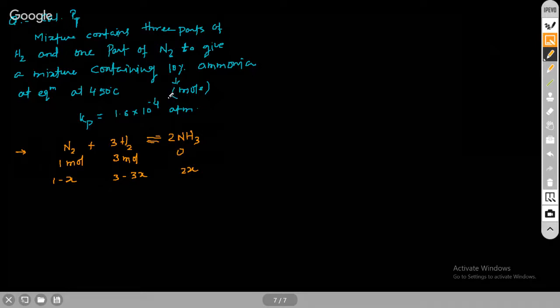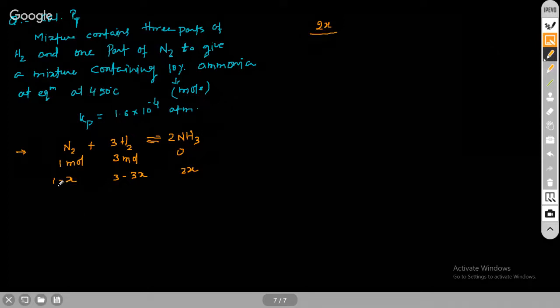Now you see, what is given next? Mixture containing 10% ammonia at equilibrium. Now, suppose we have equilibrium over here. So, what is the amount of ammonia present? That will be 2x, moles of ammonia, divided by the total number of moles.